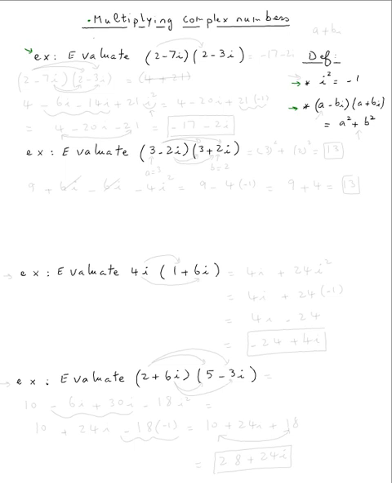Alright, for the first example, we need to evaluate 2 minus 7i times 2 minus 3i. So first thing is, we're just going to FOIL. So 2 times 2, well, let me write it down here. 2 minus 7i times 2 minus 3i. So like I said, 2 times 2 will be 4. And then minus times minus is plus. So plus, -7 times -3 is plus 21.